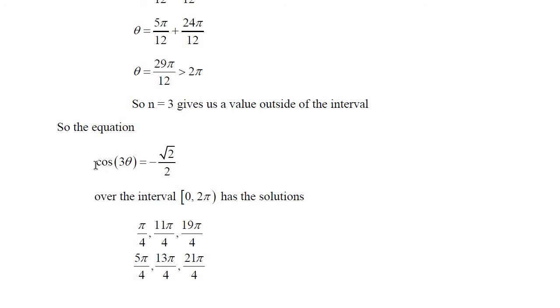So this equation, cosine of 3 theta is equal to negative square root of 2 over 2, gives us a total of 6 solutions on the interval from 0 to 2 pi. We had our two base solutions of pi over 4 and 5 pi over 4, and then from those we were able to generate the others. So the pi over 4 generated 11 pi over 4 and 19 pi over 4. The 5 pi over 4 generated the 13 pi over 4 and the 21 pi over 4.